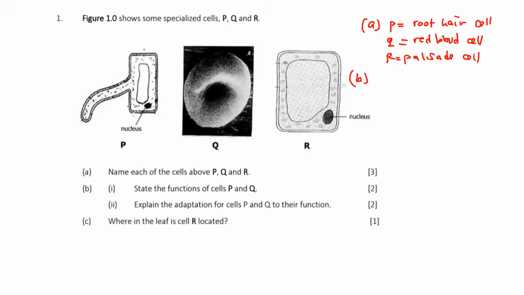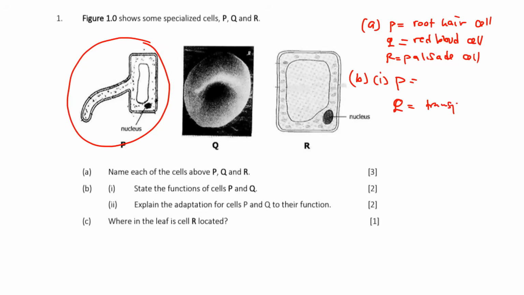Then we come to B1. State the function of the part P. So you write like this. P, what is the function? I think we've discussed this already. Root hair cell, absorption of water and mineral salts. Then Q, red blood cells, which is transport oxygen to all parts of the body.